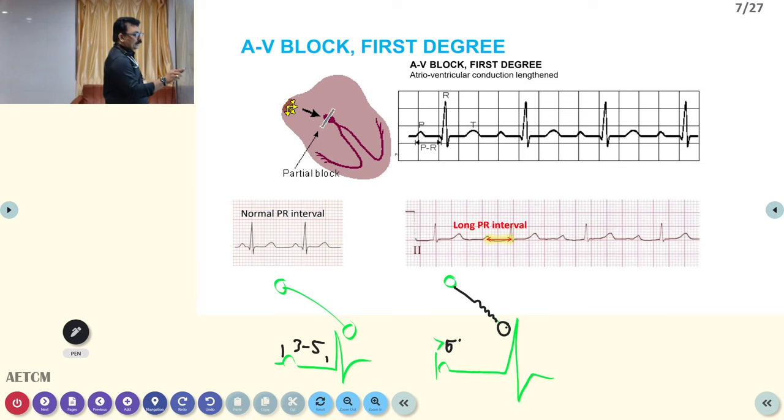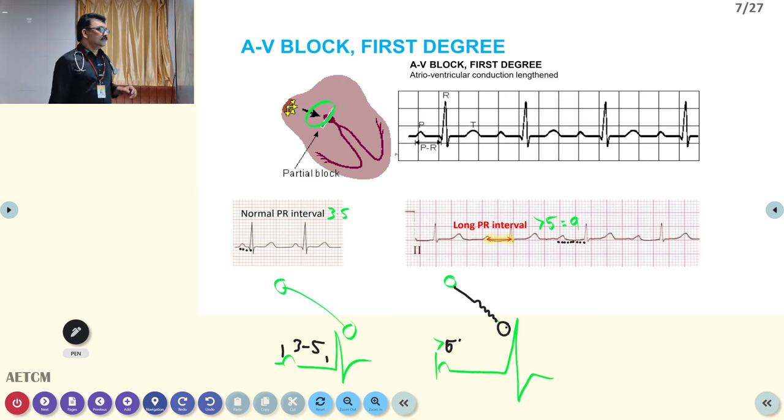So here you can see 1, 2, 3 squares. 3 to 5 is normal, here 3.5 small squares is the duration of the PR interval. But in this ECG, from the onset of P, 1, 2, 3, 4, 5, 6, 7, 8, 9 small squares are there. So it is more than 5 squares, here it is 9 small squares. So that is prolongation of the PR interval. This is actually occurring due to a partial block somewhere here. We don't know what type of block it is, but there is a partial defect in the conduction system that produces a more prolonged PR interval. This is called first degree heart block.